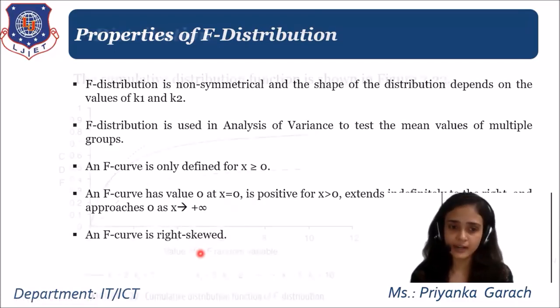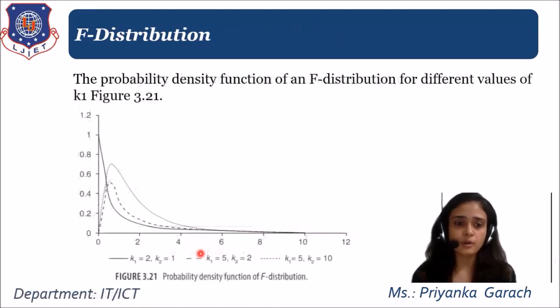Also, the F curve is right skewed. You can see from the graph of the PDF that it is right skewed because it has a long tail towards the right-hand side like this. So it is called right skewed.